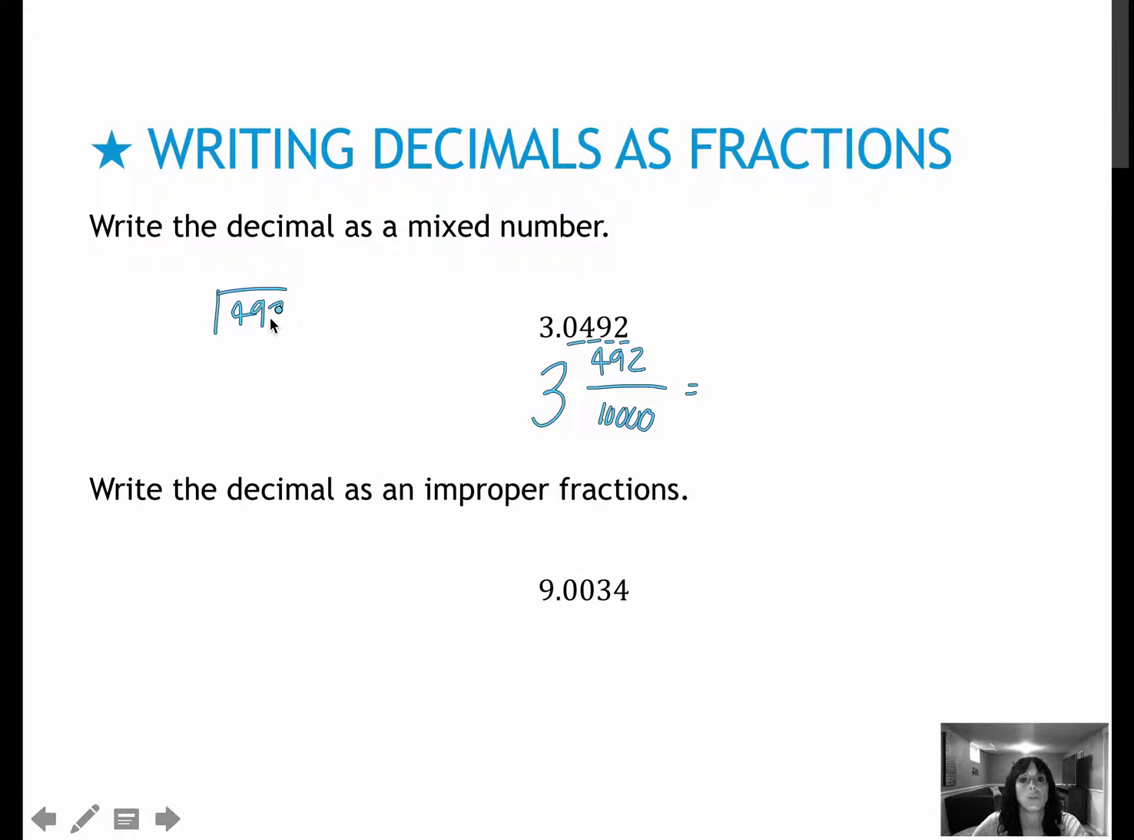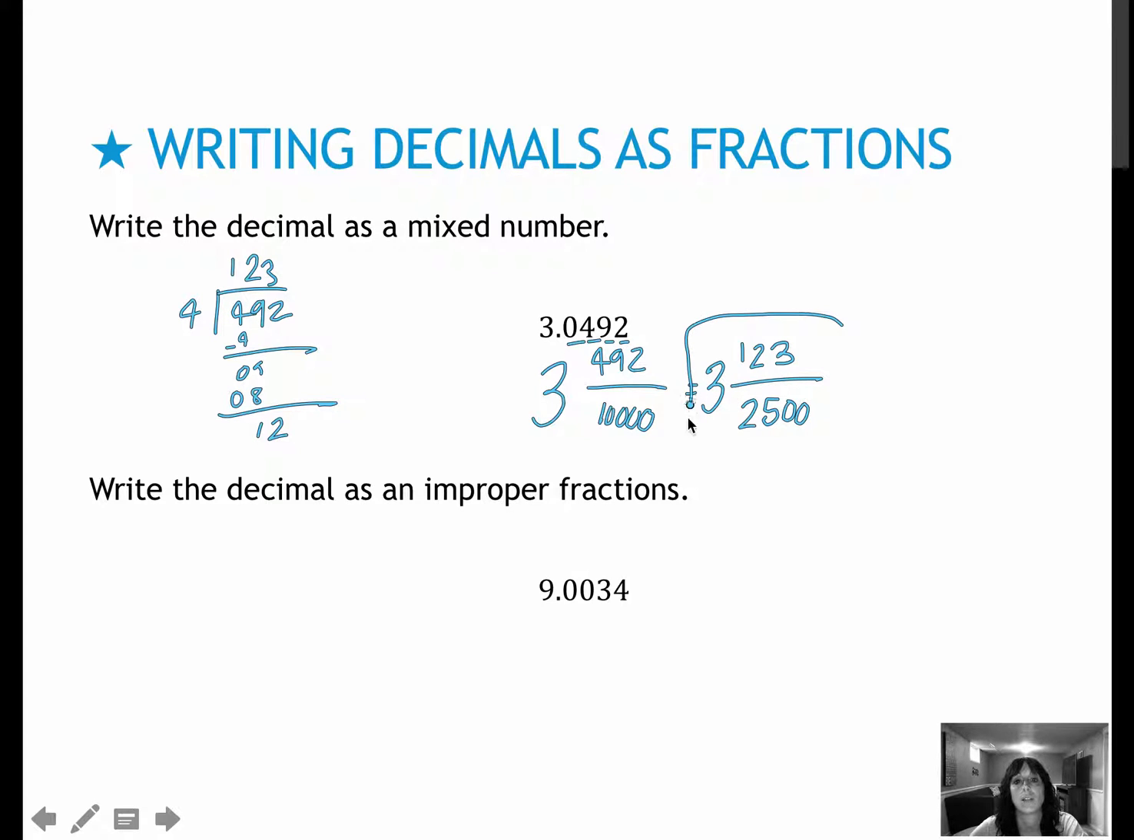Again, if you need to, off to the side to divide it out, you could have started by dividing by 2. 4 goes into 4 1 time. 4 goes into 9 2 times, and that's 8. And then 4 goes into 12 3 times, so that's 123. If I divide 10,000 by 4, I get 2,500. And don't forget that we had that 3 in front, and so this would be my answer.